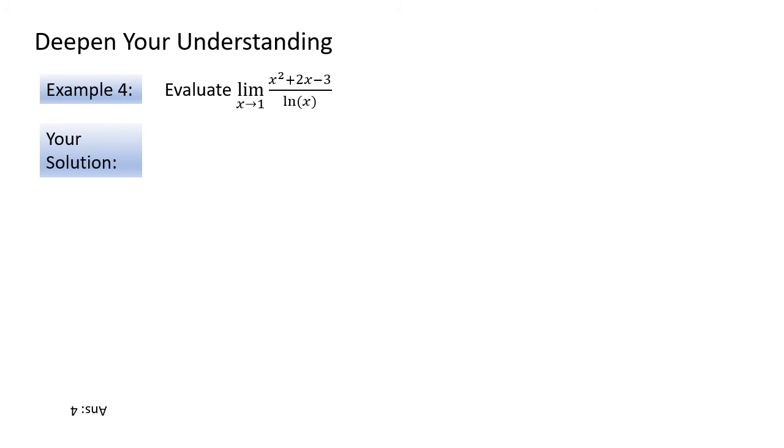Okay, ln. So evaluate the limit as x approaches 1 of x squared plus 2x minus 3 divided by ln x. In this case, we're going to start by evaluating the limit. If we substitute in 1, we get 1 squared plus 2 times 1 minus 3 divided by the ln of 1. In the numerator, we have 1 plus 2 is 3, minus 3 is 0.